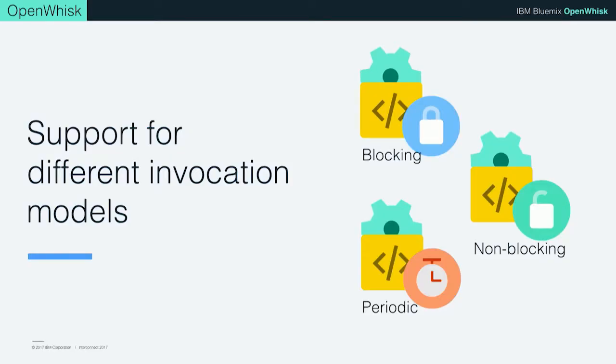Whisk supports multiple invocation models. You know, serverless functions are fundamentally at their heart asynchronous or non-blocking invocations. There are some use cases where you might want a blocking invocation where you want the system to wait for the action to complete and return its result and not have to come back later to figure out the results. So we support a blocking invocation pattern. We also support a periodic invocation pattern where you can have a scheduled execution. So if you want to do scheduled work or a cron style model and schedule an action to execute periodically, you can define it to execute in that way as well.